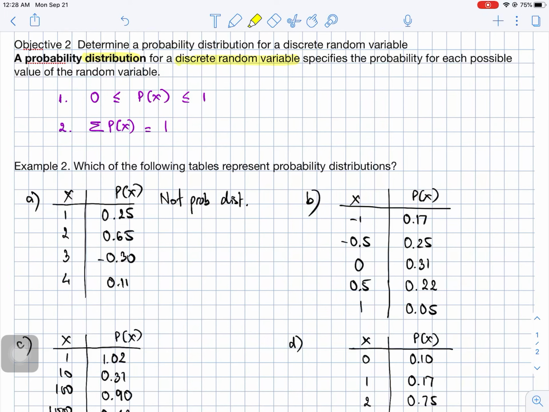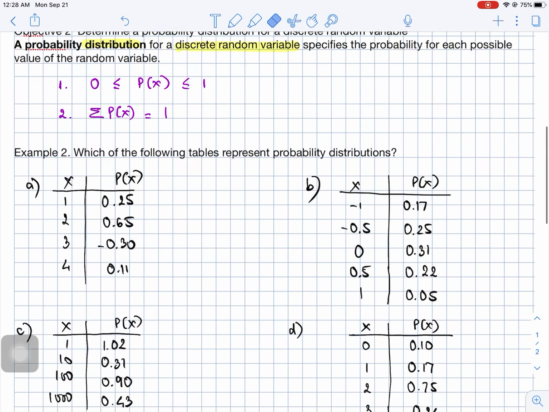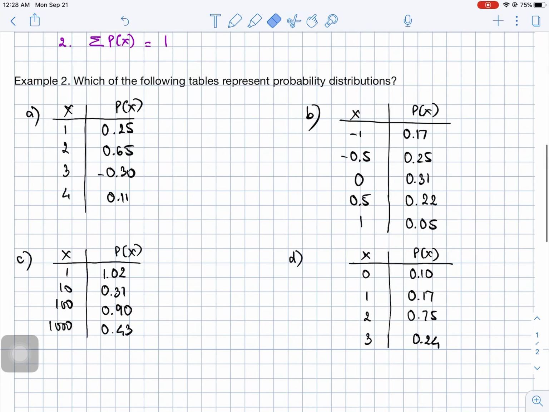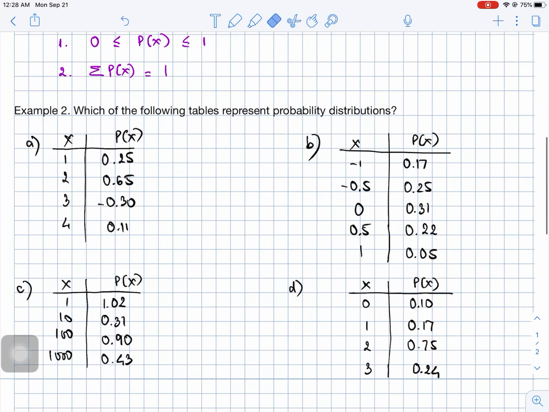So we are given a table, and in order to check if that table is a probability distribution, we check two conditions. Number one is the probability numbers have to be between 0 and 1, and number two, the sum of the probabilities is 1.